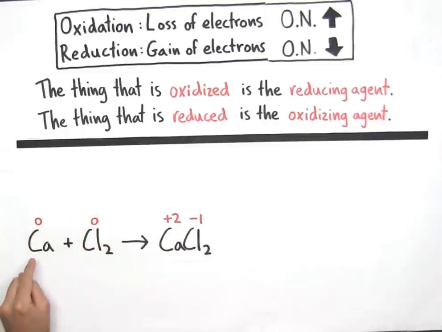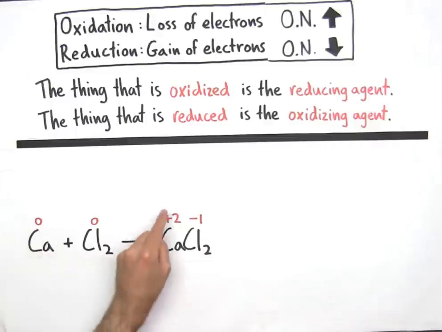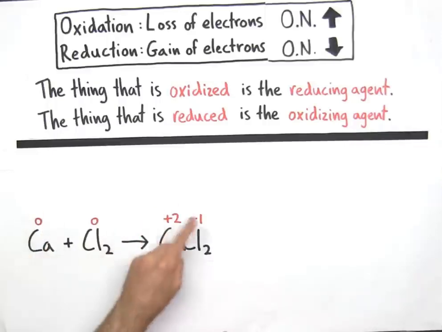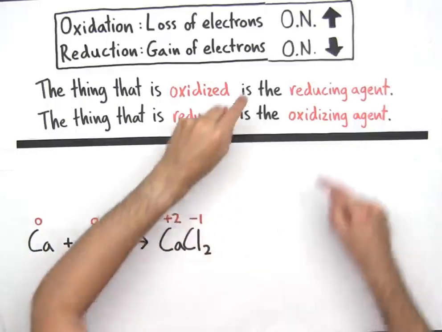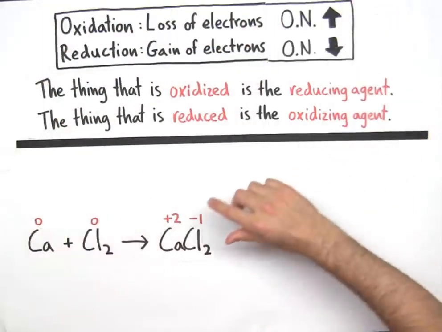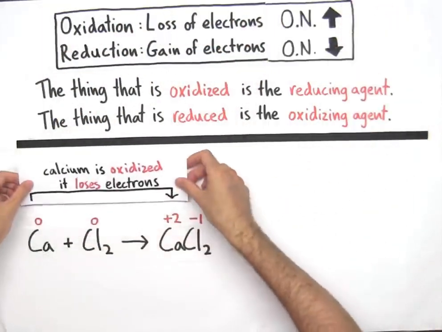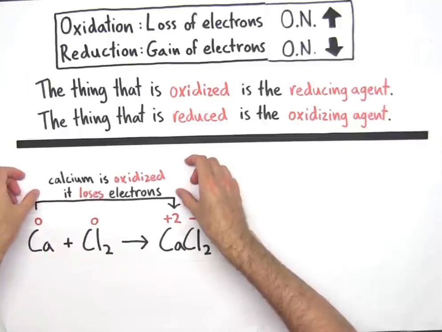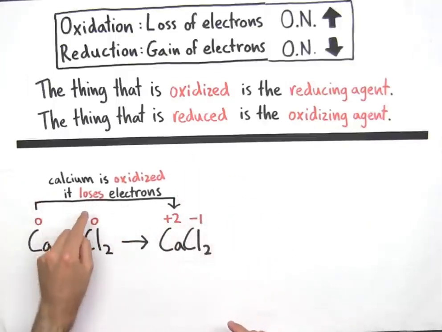Okay, we'll start off by looking at calcium here, Ca. Ca starts off as 0 on this side of the equation, and then over here, it's +2. So calcium's oxidation number is going up, which means that it is being oxidized. Calcium here is oxidized from 0 to +2, which means that it loses electrons.